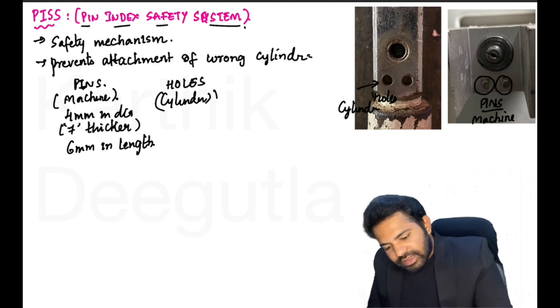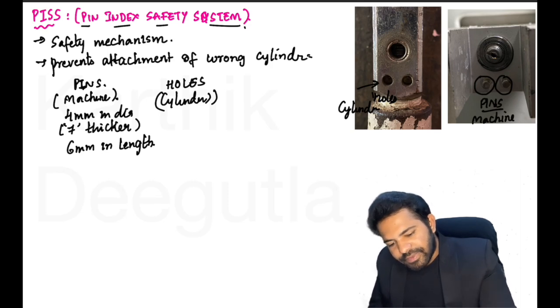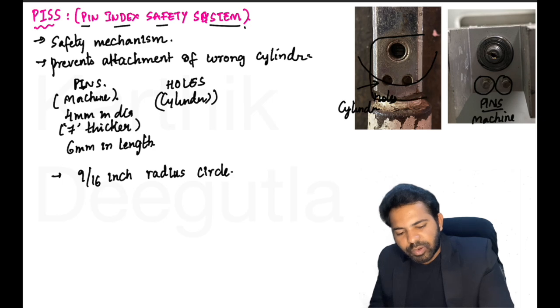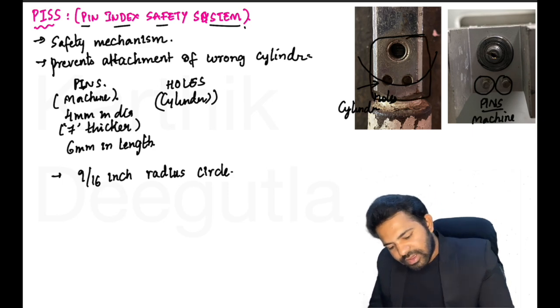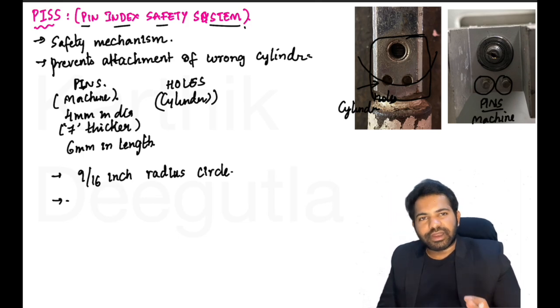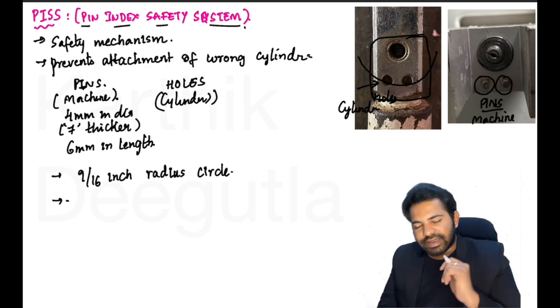Alright. Now where are these holes located on the cylinder? The holes are located on the circumference of a circle, a 9/16 inch radius circle, which is located at the center of the port. So the holes position and the pins position will differ for every cylinder. It will differ with the gas, and that's the safety mechanism, how it prevents the wrong attachment of the cylinder. Is this clear?